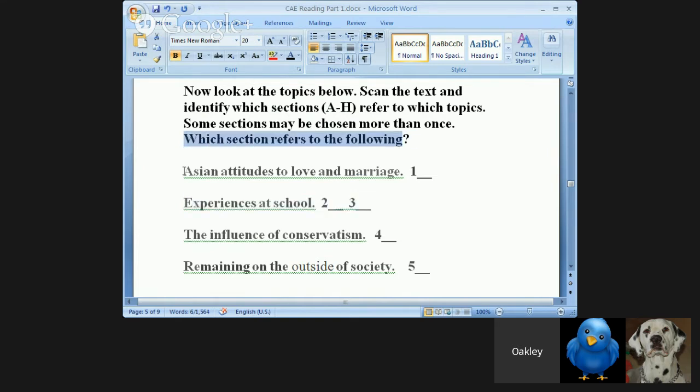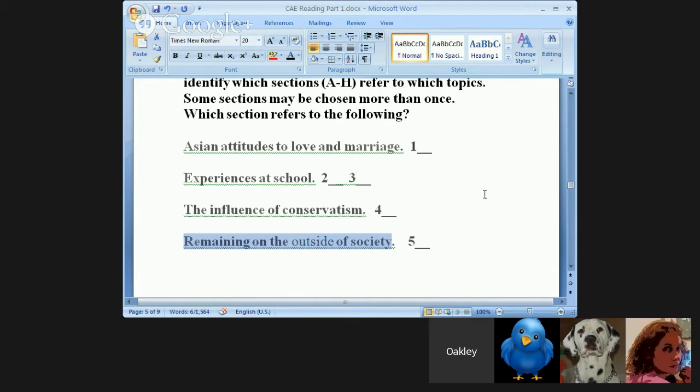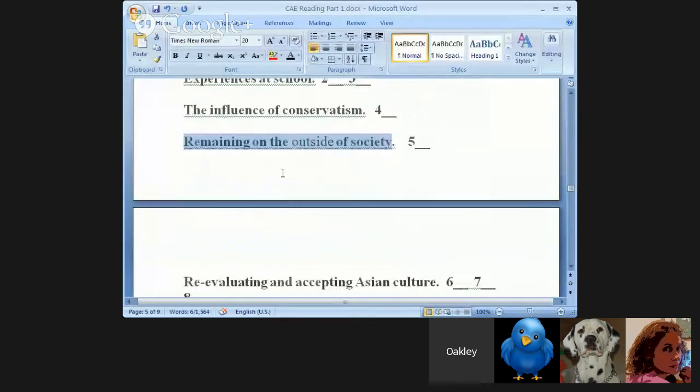Now, here we have entire concepts. Asian attitudes to love and marriage. Experiences at school. The influence of conservatism. Remaining on the outside of society. All right, this is much more tricky. You're not dealing with a keyword title. You're not dealing with a question where you get an answer. You're not dealing with just scanning for concrete information. This is much more abstract.